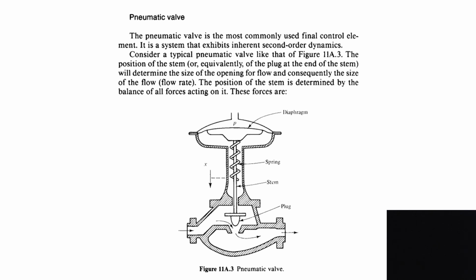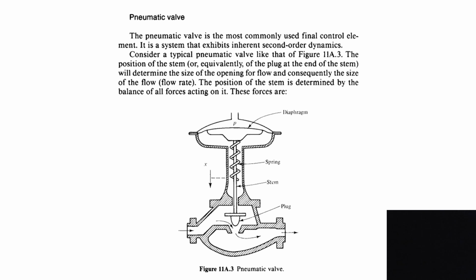You can see that we have a diaphragm at the top, followed by a stem, and over the stem a spring is attached, and below the stem there will be a plug and seat at the end of the stem. Here the position of the stem is determined by the balance of the forces. This is the construction of the pneumatic control valve. There will be a diaphragm at the top, followed by a stem which is enclosed with a spring, and at the bottom of the stem will be a plug, and there will be a seat which allows the flow through the pipeline.